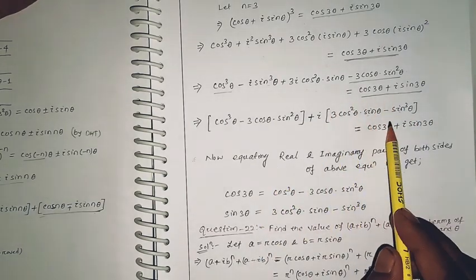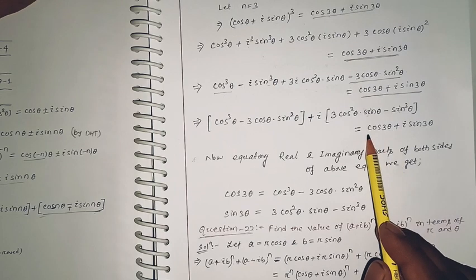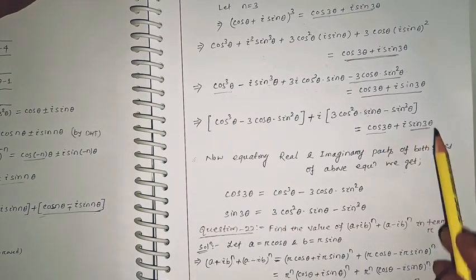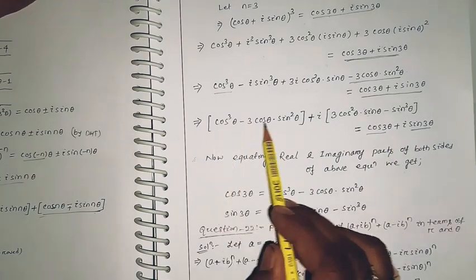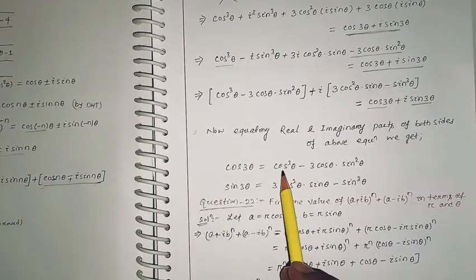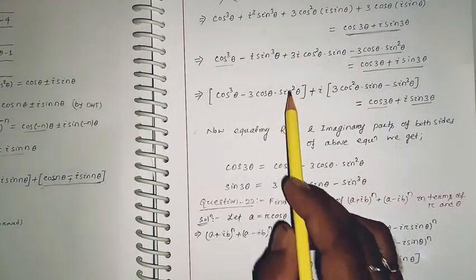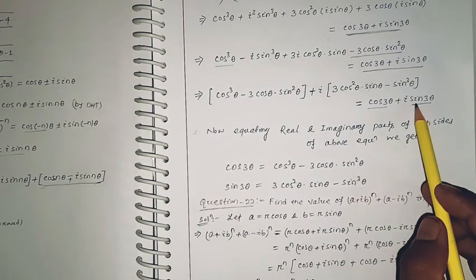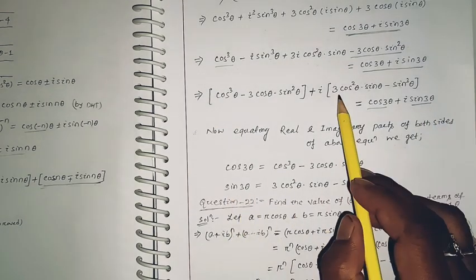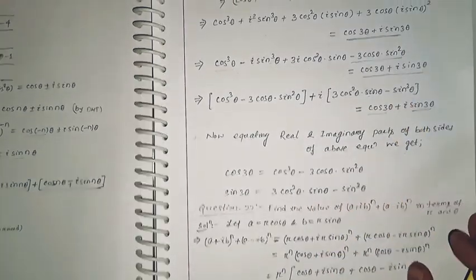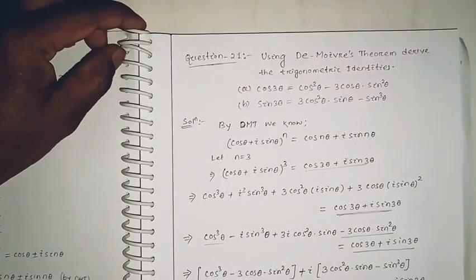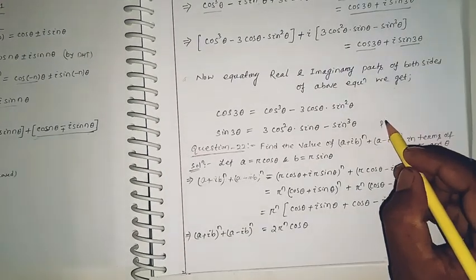So on the RHS side, cos 3 theta is your real part, and this is your imaginary part. So hence cos 3 theta will be equal to cos^3 theta minus 3 cos theta sin^2 theta. Sin 3 theta will be equal to 3 cos^2 theta sin theta minus sin^3 theta. What we intended to prove has been proved.